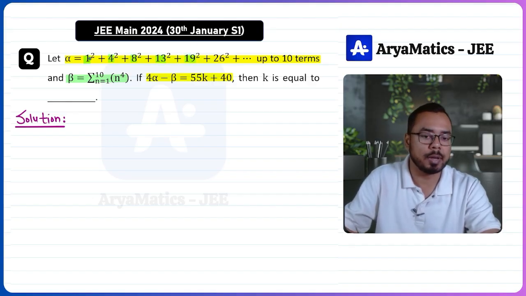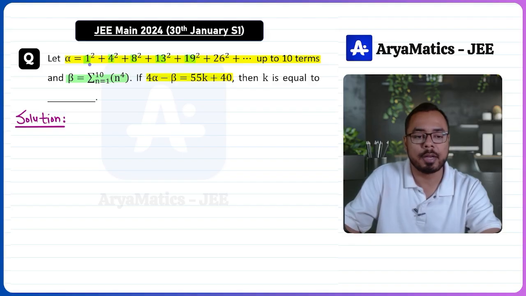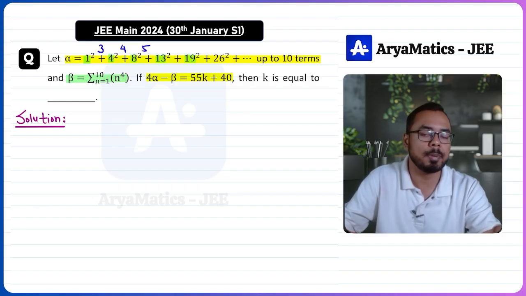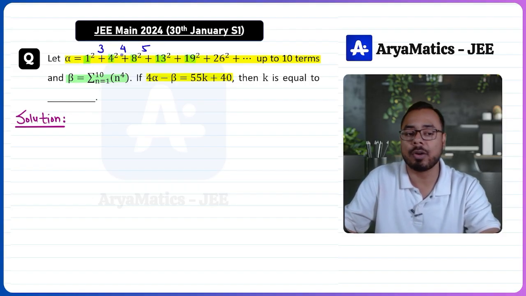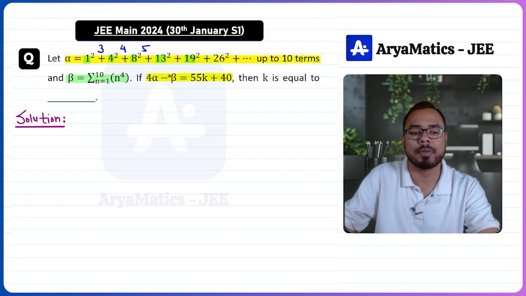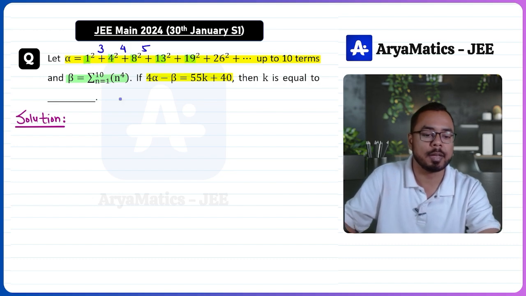So without this square, if you see the difference between any two consecutive terms, that difference is forming an AP, right? Difference between 1 and 4, that will be 3. Difference between 4 and 8, that will be 4. 8 and 13, that is 5, and so on. So the difference between any two consecutive terms without that square sign is forming an AP. And we have a standard technique for finding the general term of a sequence where the difference between any two consecutive terms is forming an AP.